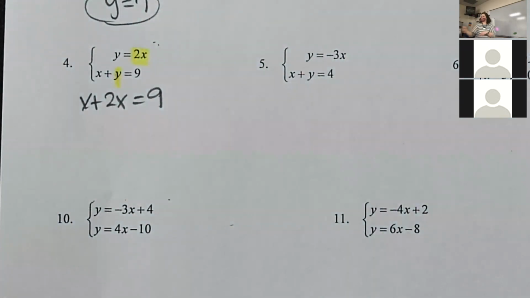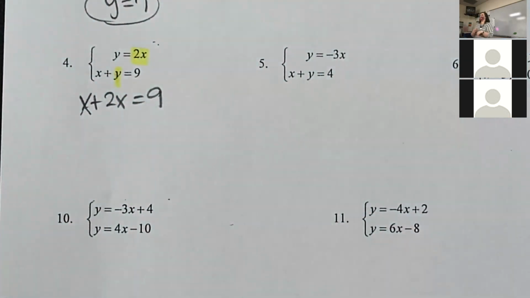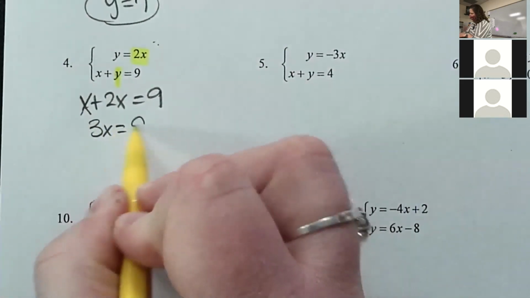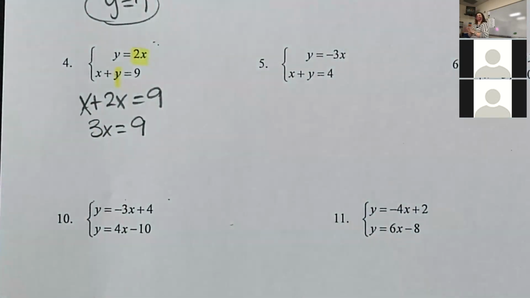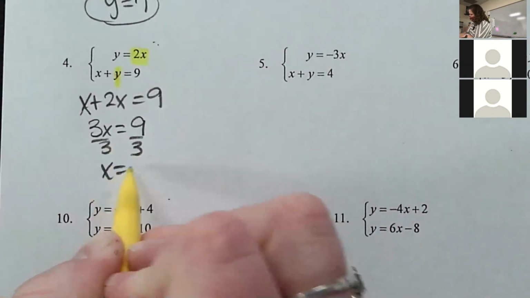Okay, let's keep solving. That is a beautiful x. What is x plus 2x? 3x. Beautiful. Because that's a 1 in front of that. So I have 3x equals 9. Divide by 3. And you do get 3.